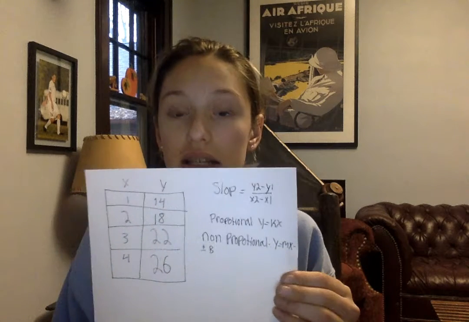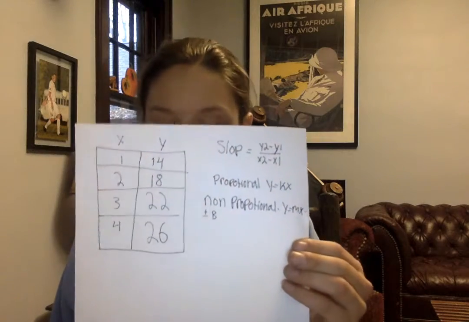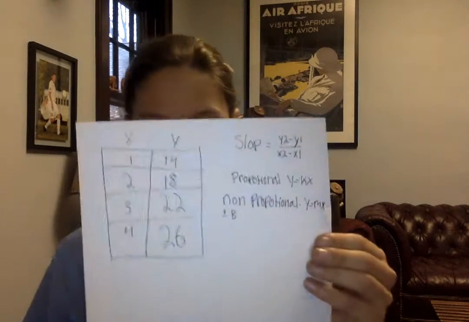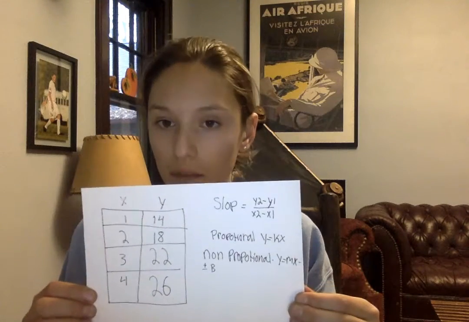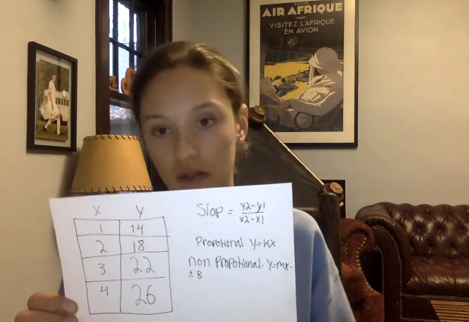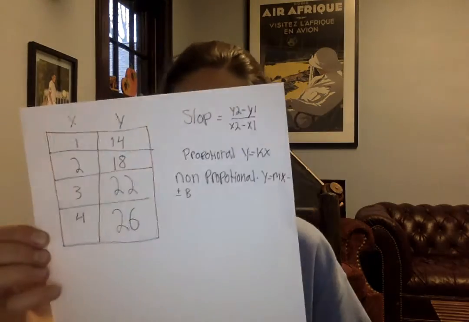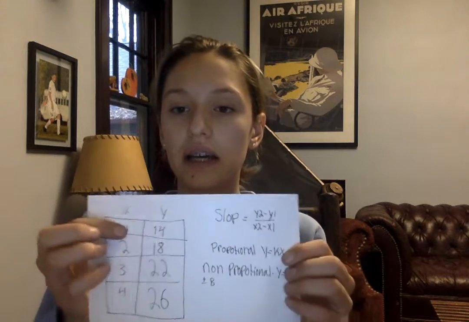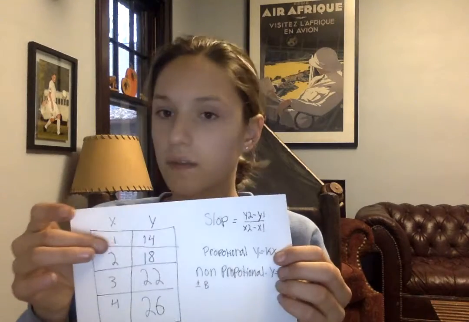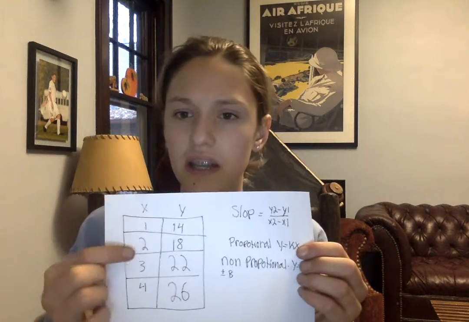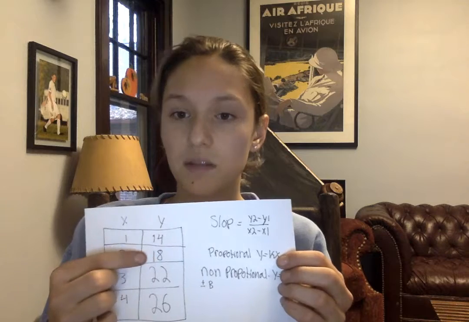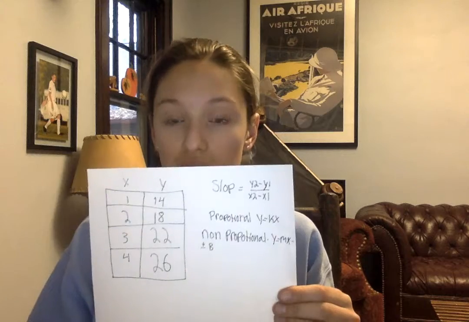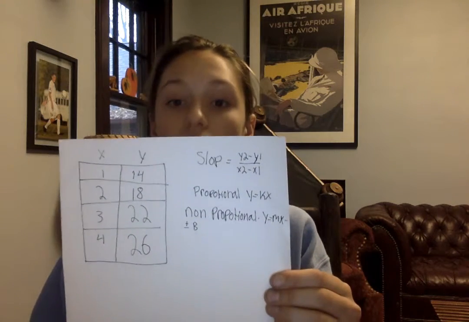So it's going to be 18 minus 14 over 2 minus 1, which is going to give us 4 over 1, which is also equal to 4, because it's a fraction and 4 over 1 is equal to 4. So that is our slope, which should mean that when we multiply, 1 times 4 should give us 4. However, our table shows 14, and then 2 times 4 should give us 8, except it shows 18, and so on, which means that this is a non-proportional statement, which means you have to go to write your equation.